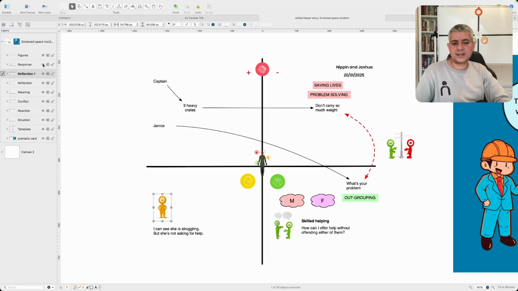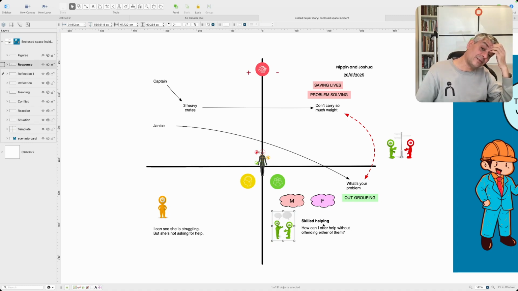Next thing, I'd ask the captain, if you were to have a conversation with Janice, not a telling conversation, not in this space, not in carrying weights or not carrying weights, but if you were to have a conversation with her, how would you approach it? Now, at this point, the captain will probably start to realize, if he is culturally intelligent enough, which most people are not, unfortunately, what he did. And through reflection, he would probably come to realize that she felt uncomfortable because she was outgrouped.